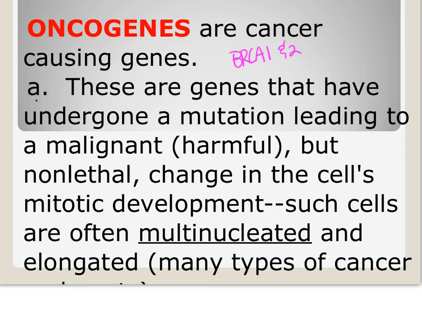What happens is this is a gene that had a mutation that caused a malignant change in the cell. That change was harmful to the cell, but it didn't kill the cell. A lot of the times these cancer cells have more than one nucleus, so they're multinucleated, and they are a weird shape, elongated. So if you see tumors, the cells might look really weird rather than smooth and how they're supposed to look. That covers many types of cancer and warts.